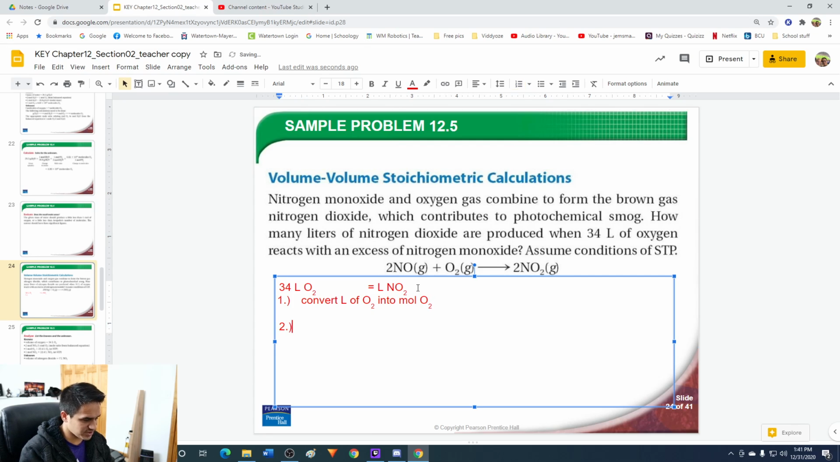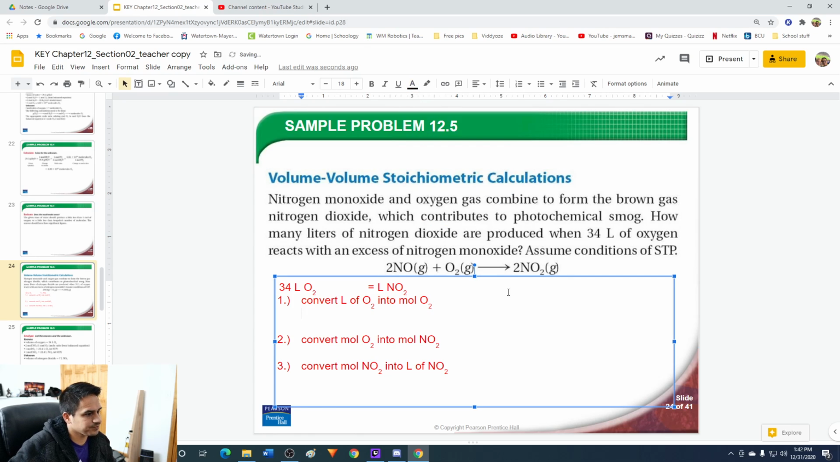So we're going to convert liters of O2 into moles of O2. Step 1, always step 1 is convert into moles. Always convert into moles. Step 2, convert moles of O2 into moles of NO2. And then step 3 is convert moles of NO2, and in this problem they want us to get the final answer in liters. This is how many liters. We're going to convert moles of NO2 into liters of NO2. All right, so let's get going on this.